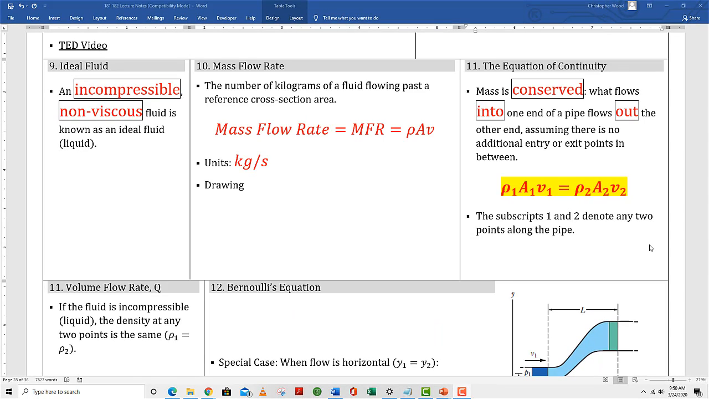Box number 10, mass flow rate. It basically says what goes in must come out. Because an ideal fluid is incompressible, there's no way it can stretch out or scrunch up as it's flowing through a pipe. Do the dimensional analysis. Mass flow rate is density times the pipe's cross-sectional area times the flowing fluid's velocity. Make sure you end up with kilograms per second. So kilograms per second is a mass flow rate. It's the rate at which mass flows in terms of an ideal flowing fluid.